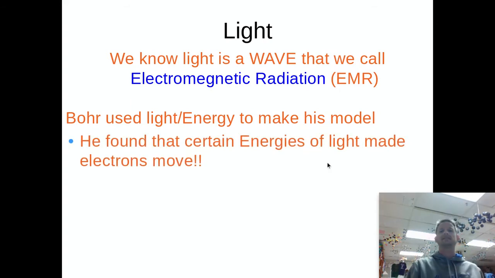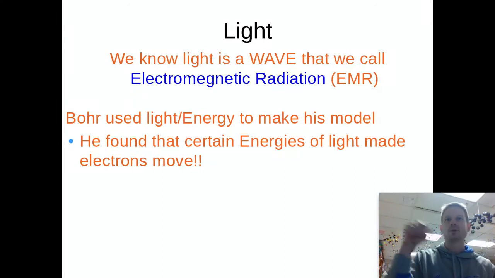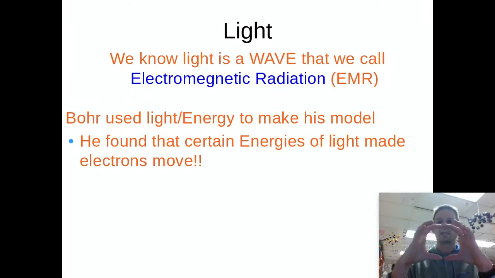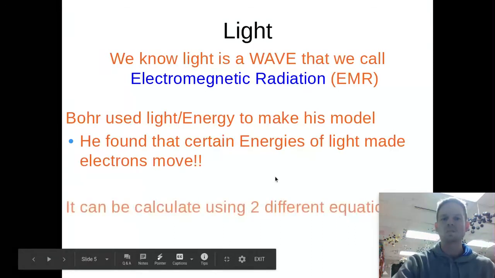What he found is that at certain energy levels of light, he could make the electrons move. That's what he did with this hydrogen atom. He shot different amounts of energy at it, and even though it only has 1 electron, so it should just be at that first level, he found that with this amount of energy, it would circle at this level. And he kept on being able to build it out. So that's kind of what he was doing with it.